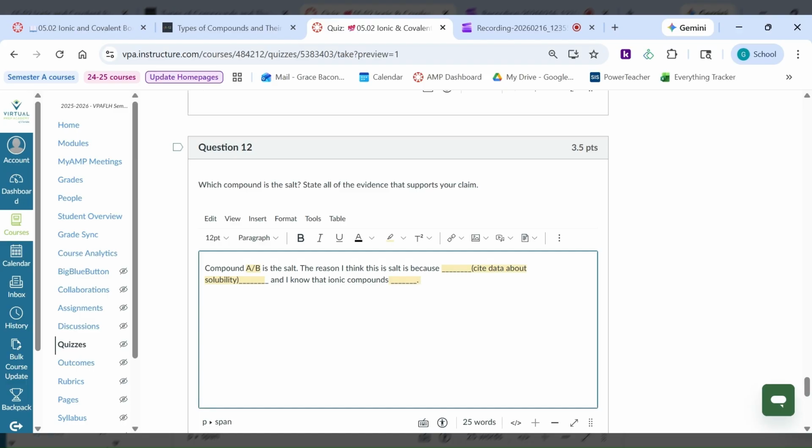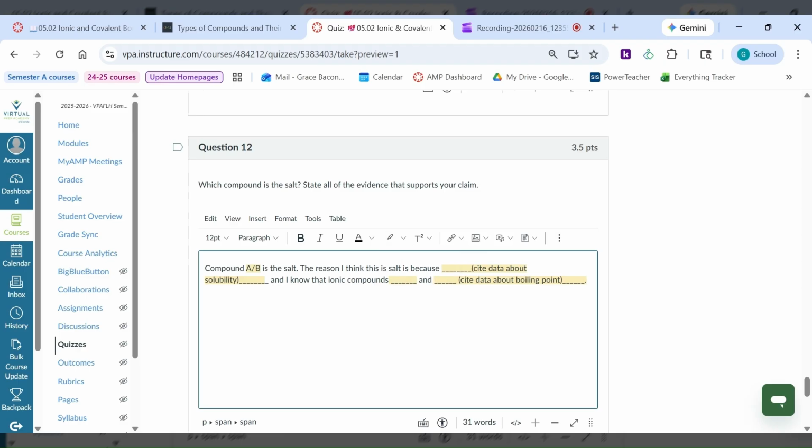And then very similarly, we're going to do the same thing now, but we're going to cite our other data. We're going to cite data from our lab about the boiling point. And then we're also still going to do the same thing. We're going to connect. Okay, wait, why does that mean that it has to be salt?